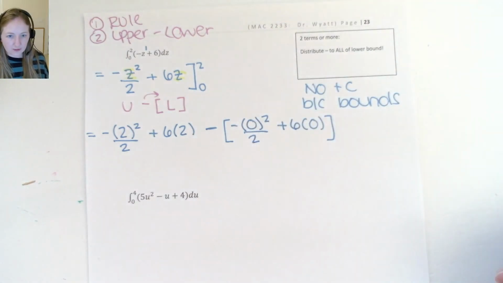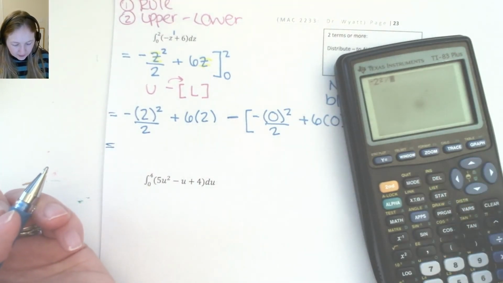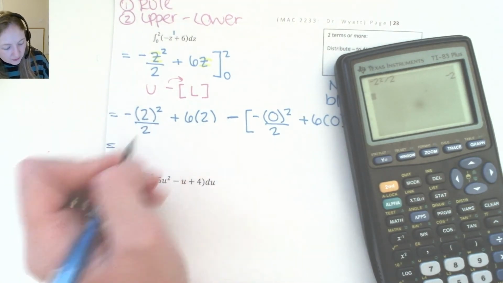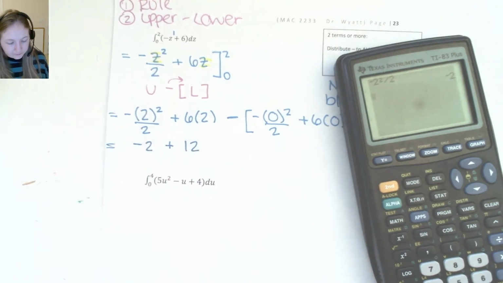So then I have a bunch of arithmetic to do. And this is where it's not so fun. It's kind of tedious work, but what you'll do is you'll take the negative 2 squared divided by 2, and you can just use your calculator for this. That is totally fine. That's going to give you negative 4 over 2, so you get negative 2 plus the 6 times 2 gives you 12.